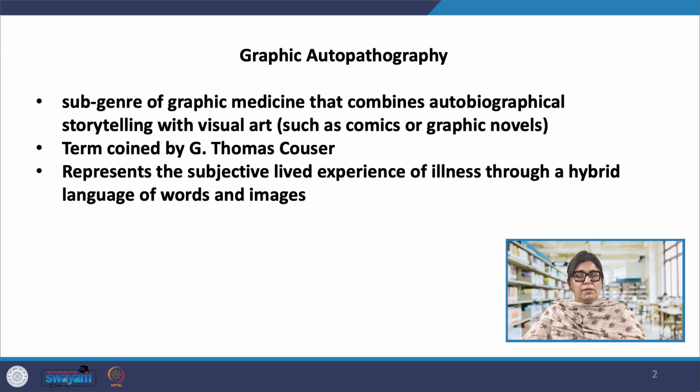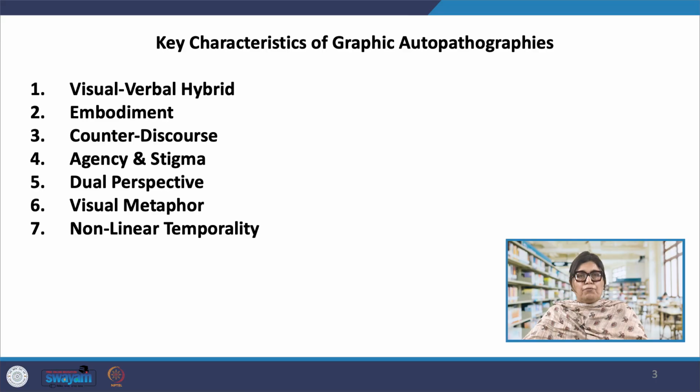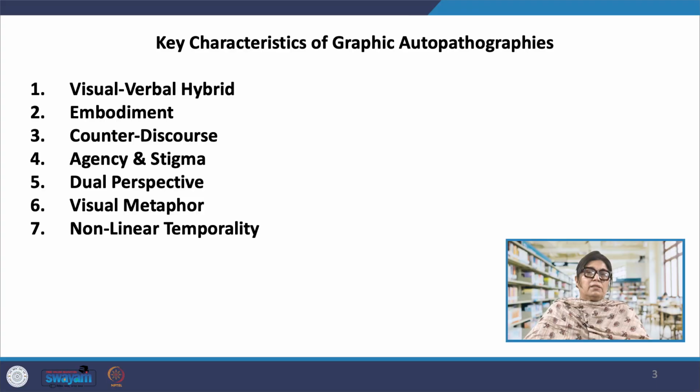Graphic autopathography is defined by its ability to represent the subjective lived experience of illness through a hybrid language of words and images. It moves beyond medical facts to capture how a condition fundamentally transforms a person's identity and daily life. Now, what are the key characteristics of graphic autopathographies? The first is visual-verbal hybrid. It uses the specialized properties of comics, such as panels and gutters, the space between panels, to represent the fragmented nature of illness.